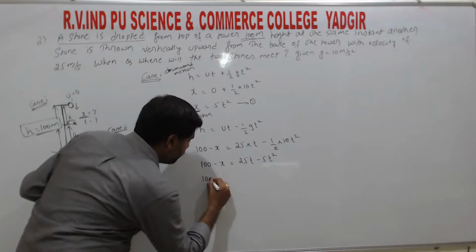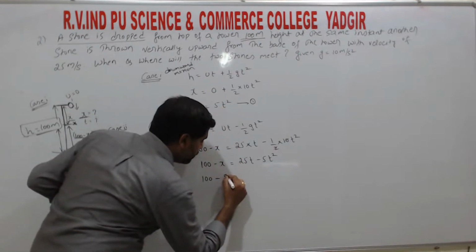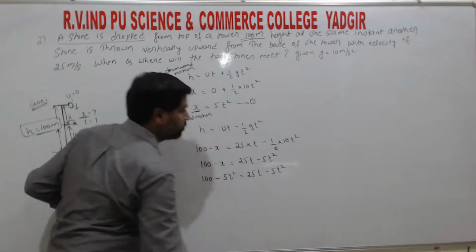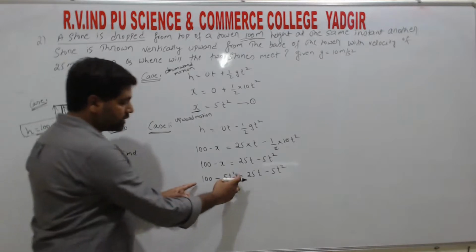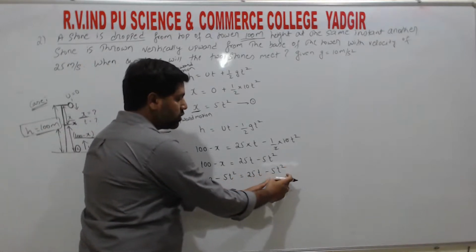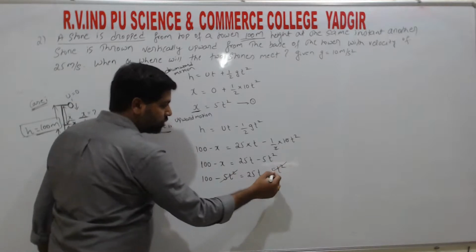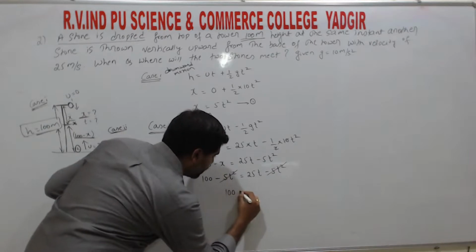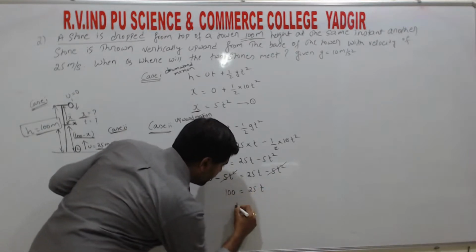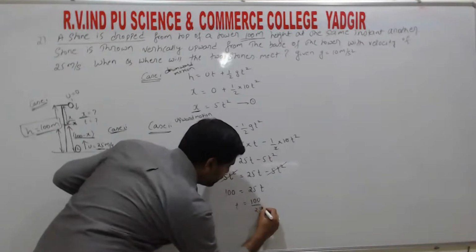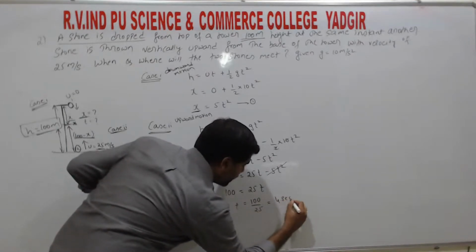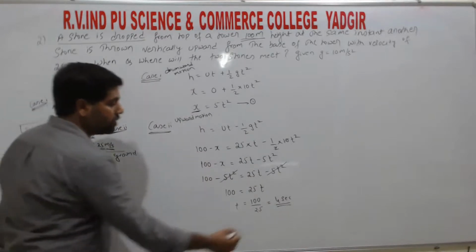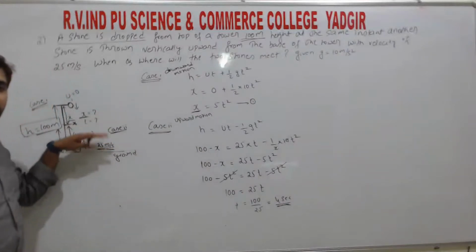So 100 minus, in place of x, 5t square, equals 25t minus 5t square. Now observe, in the LHS also minus 5t square, in the RHS also minus 5t square, so these two values get cancelled. So we get 100 equals 25t. Then t equals 100 by 25, that is 4 seconds. So when t equals 4 seconds, these two stones are meeting.